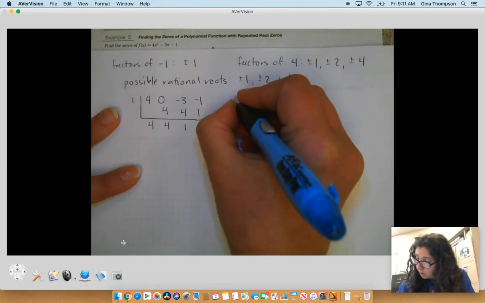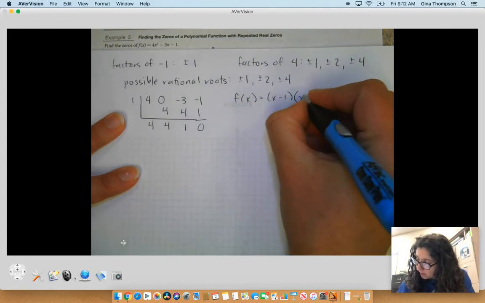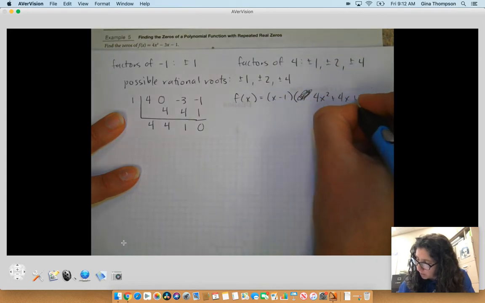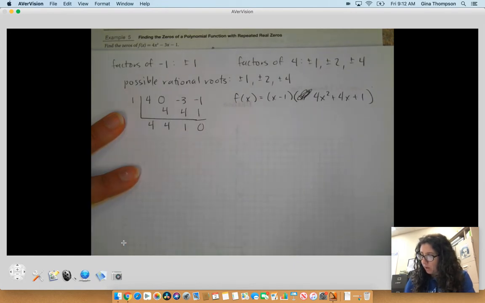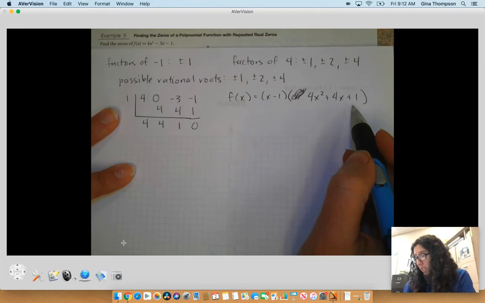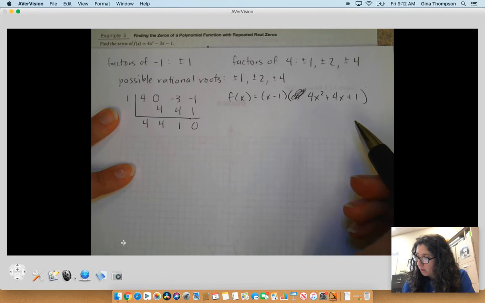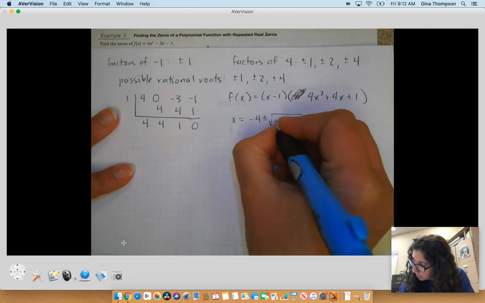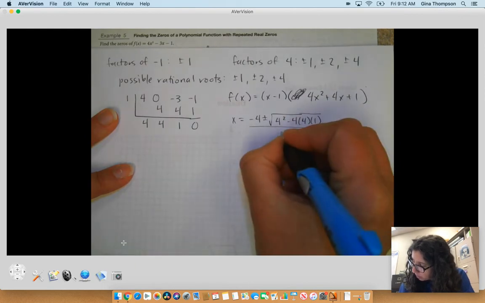Okay, so now we know that f of x equals x minus 1 times 4x squared plus 4x plus 1, right? Those coefficients from our synthetic division. Okay, now we've got a quadratic. Can we factor this? Maybe. But if we couldn't, let's just use the quadratic formula. X is going to equal minus b plus or minus the square root of b squared minus 4ac all over 2a.